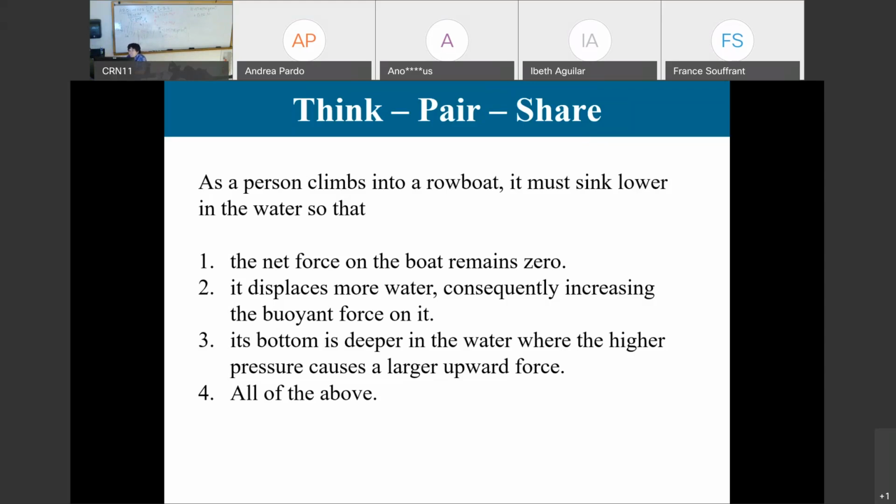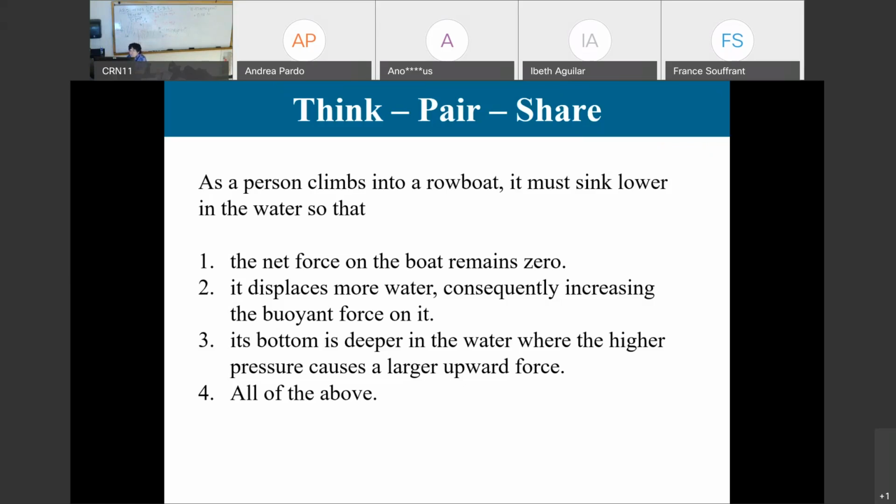The net force on the boat remains zero. Yes. So that's important. The net force does remain zero, because if it wasn't zero, it would either sink or it would go up. You make the boat sink a little bit, but then it reaches equilibrium, right? So the net force on the boat remains zero. True. All right, yes.